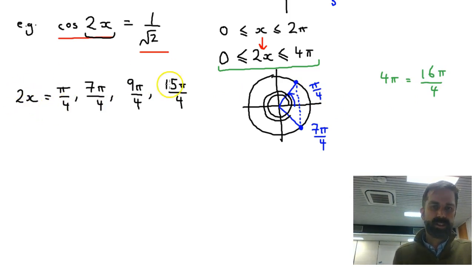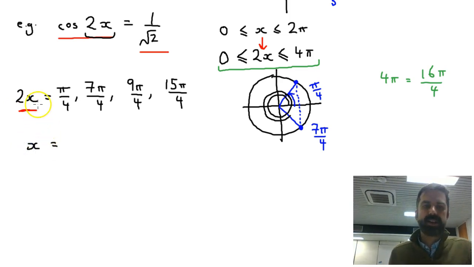So in this case, these 4 are all of the solutions that we can get, because we can go 2 full laps of the circle, so there's double the amount of solutions. And they're all the possible values of 2x. So the final step is to actually figure out what x can be. If I'm going from 2x to x, I've got to divide both sides by 2.